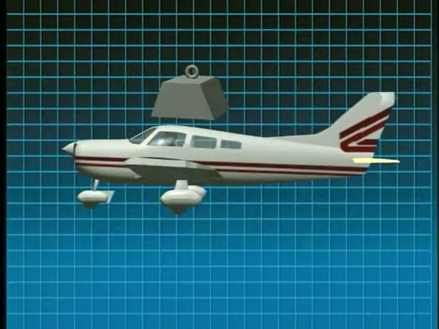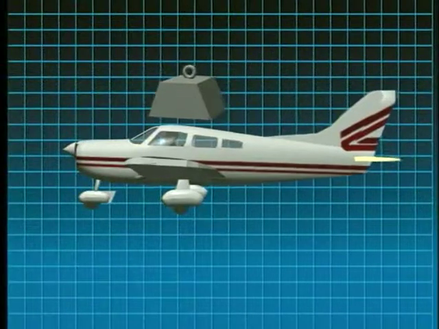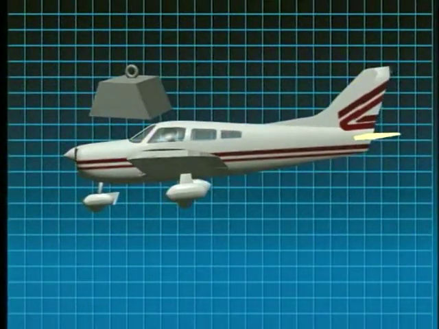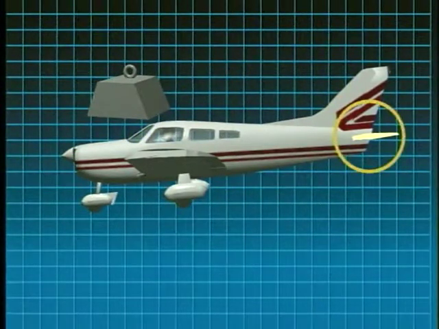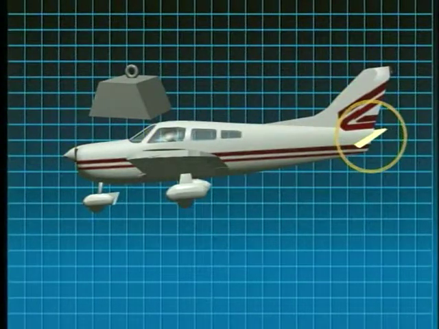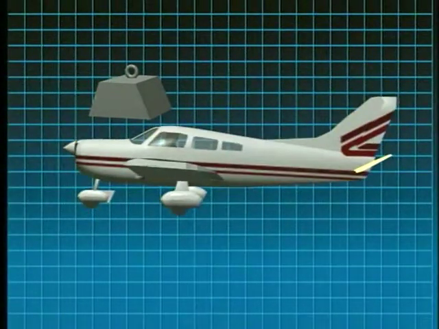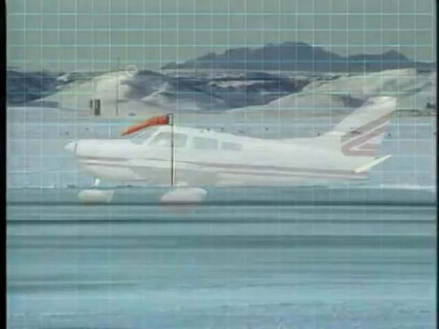How you distribute the weight also can have a significant impact on stall speed. For example, a forward CG shifts the balance of the airplane, causing a nose-heavy condition. To counteract this and balance the airplane, tail downforce must be increased. You can do this by increasing the angle of attack, which causes an increase in tail down force as well as a corresponding increase in lift and stall speed.